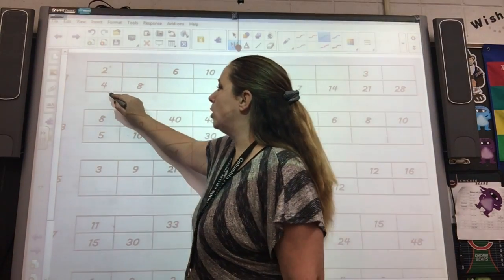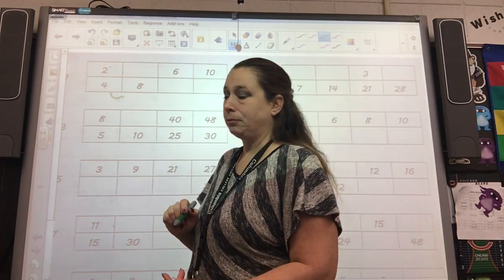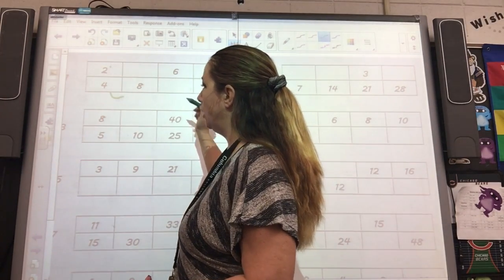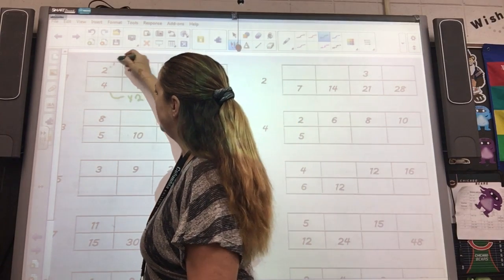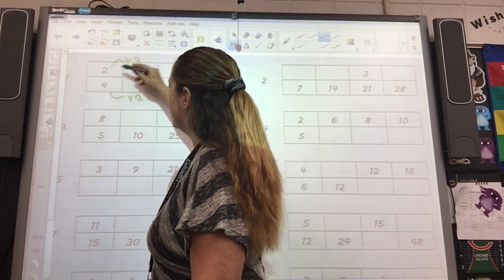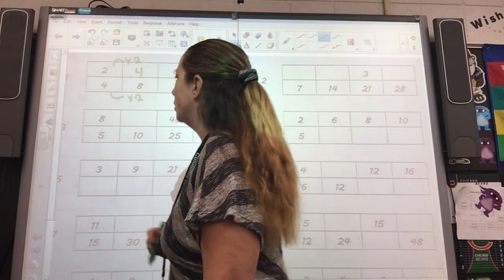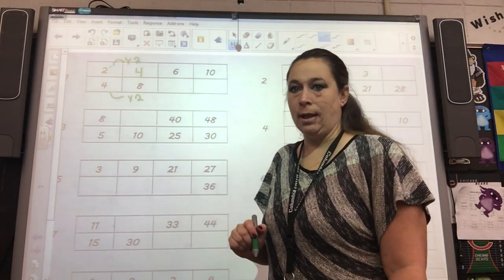So let's look at 4 to 8 and figure out what we need to do to get from 4 to 8. We are going to times 2. What you do on the bottom, we do on the top. So 2 times 2 is 4. Now our first block is filled in.